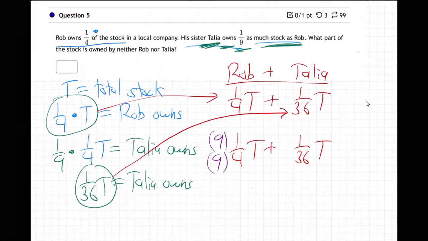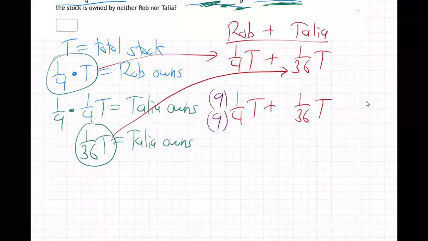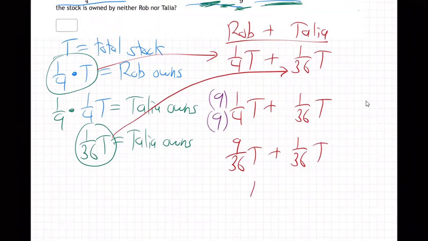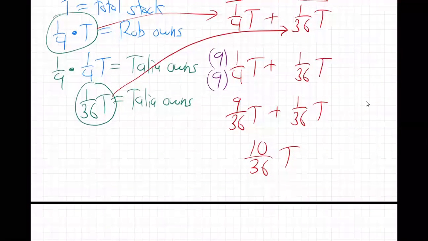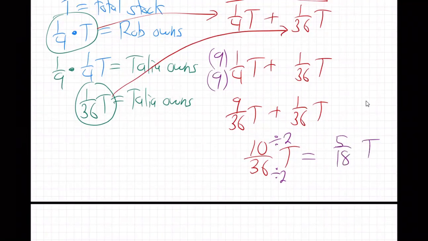So we're going to have to multiply top and bottom by 9 to make the two denominators the same, right? Yeah, you know about fractions. We had that whole unit on fractions. To add fractions, you got to have common denominators. So then that will become 9/36 T plus 1/36 T. So that adds up to be 10/36 T. But then we can also reduce that. We always reduce fractions when we can. Divide top and bottom by 2. Use your calculator if you need to. 5/18 T.